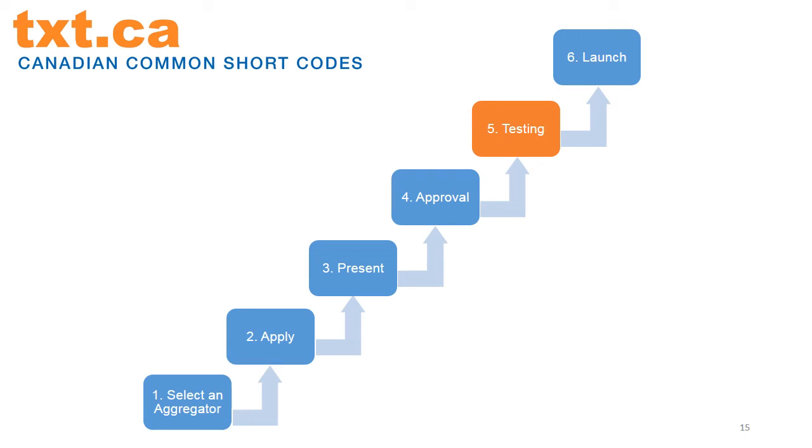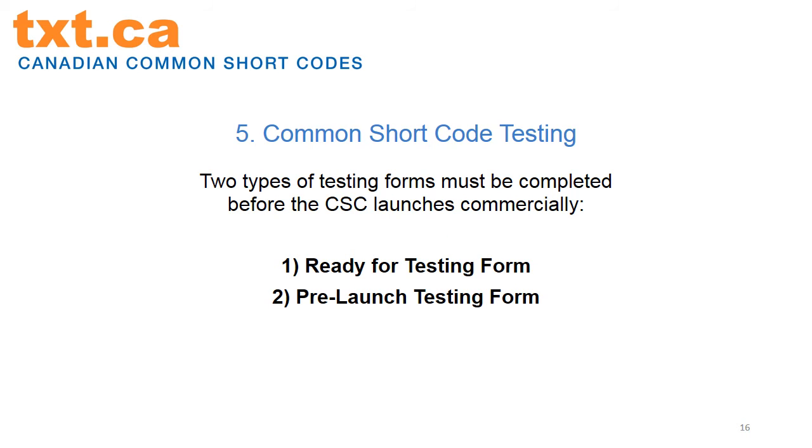After the common shortcode program has been approved, testing must take place. There are 2 types of testing forms that must be completed before the common shortcode can launch commercially: the Ready for Testing form and the Pre-Launch Testing form.